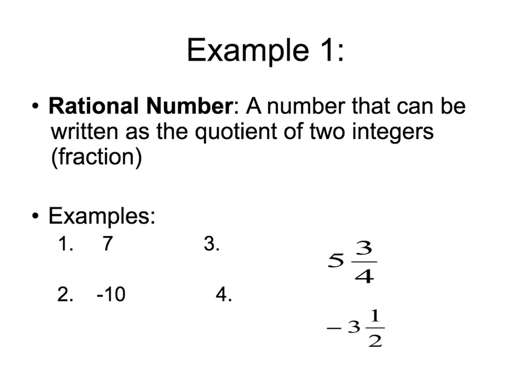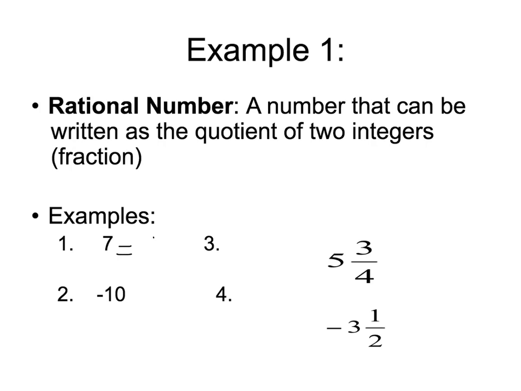So here we're looking at the actual definition of a rational number. A rational number is a number that can be written as the quotient of 2 integers. Quotient of 2 integers is just a very, very fancy way of saying fraction. So a rational number is any number at all that we can come up with a way to write as a fraction. So in the examples down here, all we're going to do is, can we write these numbers as fractions? If we can, they're rational. If we can't, they're irrational.